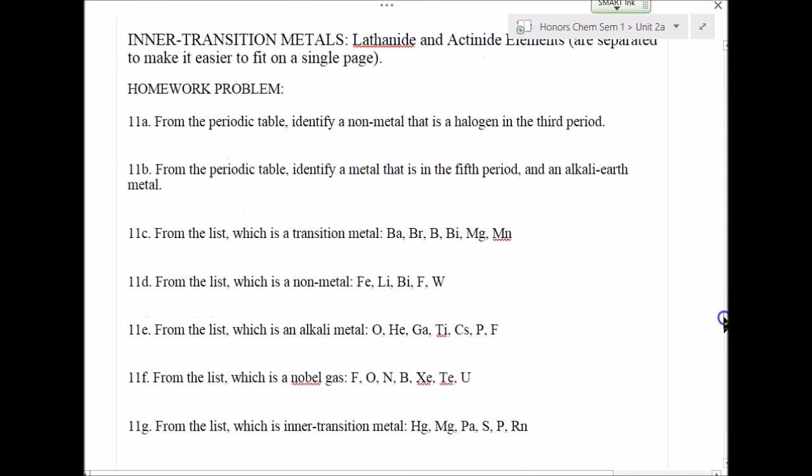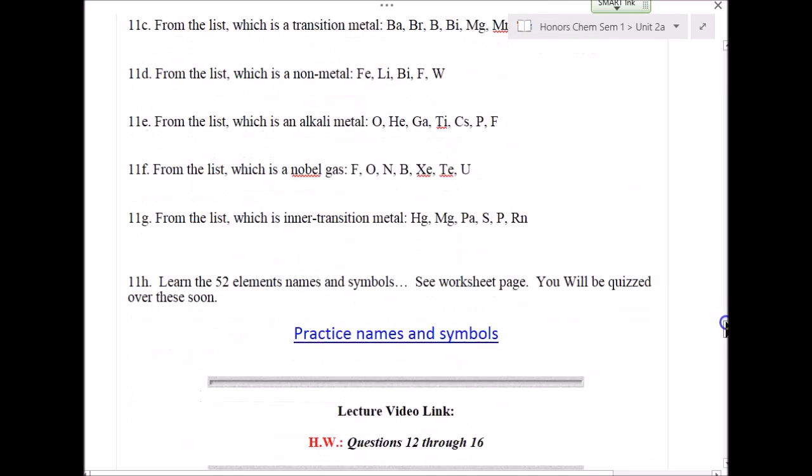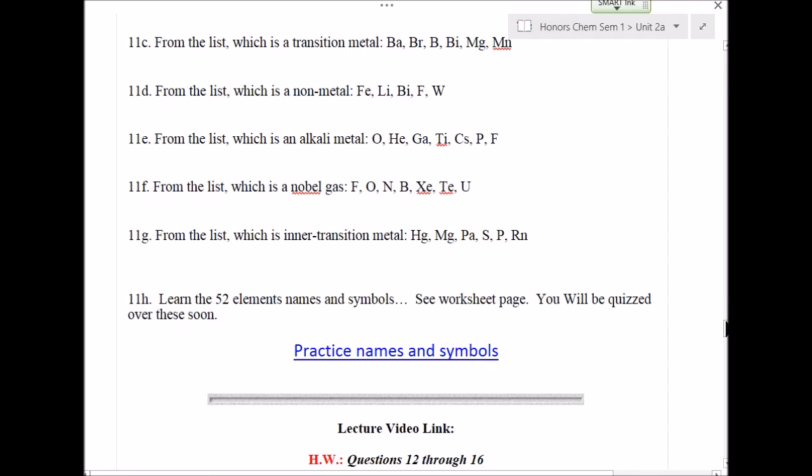So the homework for tonight, the 11s, and probably the most important one is to make sure that you understand and memorize, or have been memorizing, your 52 elements and their symbols.